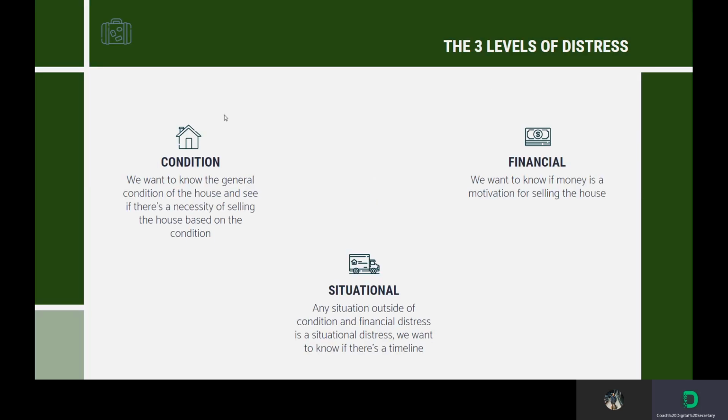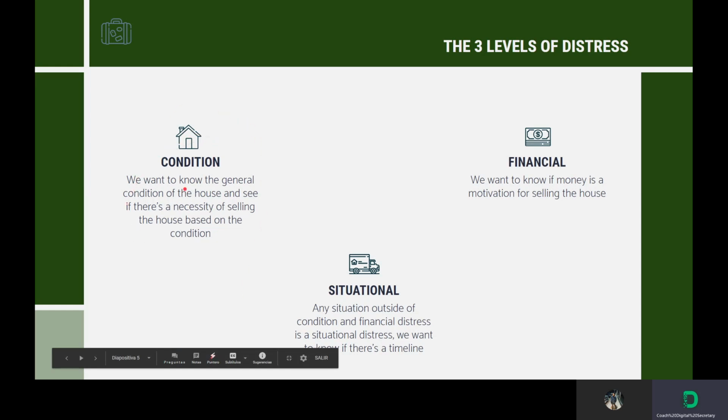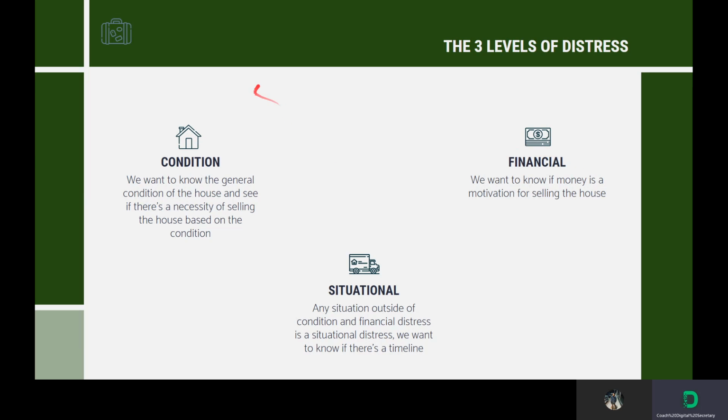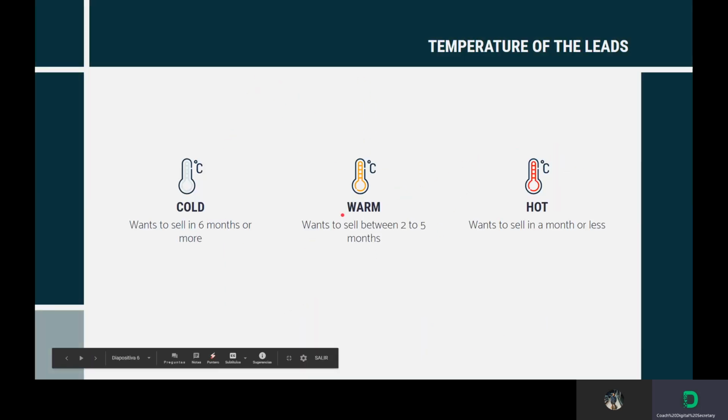We can have a condition distress. We can have financial distress. We can have them both. We can have them separate, or we can have them all, okay?